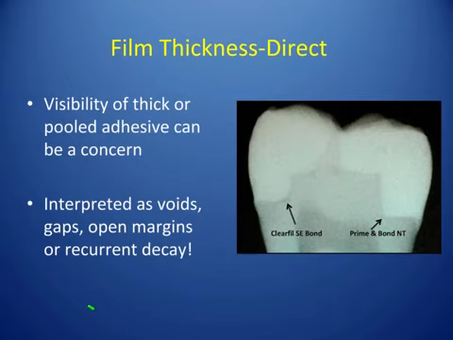Prime and Bond Elect also is noted for very low film thicknesses. This was something that our Prime and Bond line has been known for, for years. That can impact us specifically regarding visibility of the adhesive on a film. So for thick adhesive materials, and Clearfil SE Bond is again one of such materials, we can have these areas that look almost like radiolucencies, which, as we know as clinicians, mean there's either a void in the restoration or potentially secondary or recurrent decay.